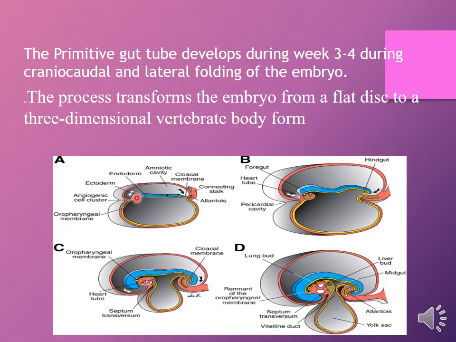You can see here that it's still flat in shape, then it starts folding in the cephalocaudal direction, and this also illustrates the growth of this embryo. Here it's more clear, and then it's clearly folded. This folding occurs due to rapid growth of the embryo.